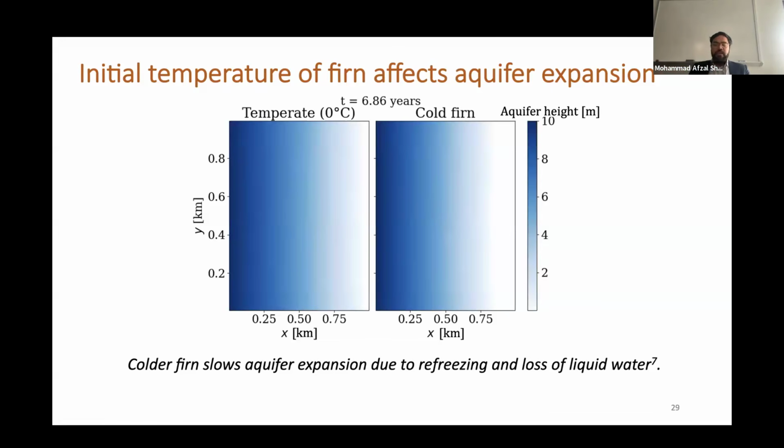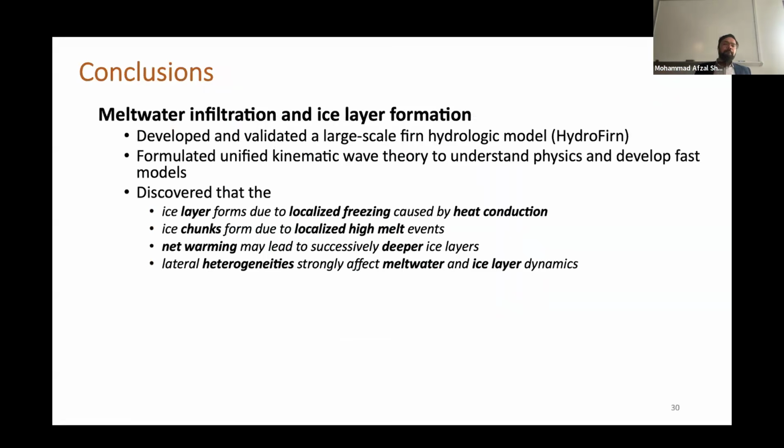So now to summarize this talk, in the first part, I talked about meltwater infiltration and ice layer formation, where we developed a large-scale firn hydrologic model called hydrofirn. Then we simplified it to develop unified kinematic wave theory to understand physics and develop fast models. We discovered that ice layers formed due to localized freezing caused by heat conduction. Ice chunks form due to localized high melt events. Net warming may lead to successively deeper ice layers, and lateral heterogeneities strongly affect meltwater dynamics as well as ice layer formation.